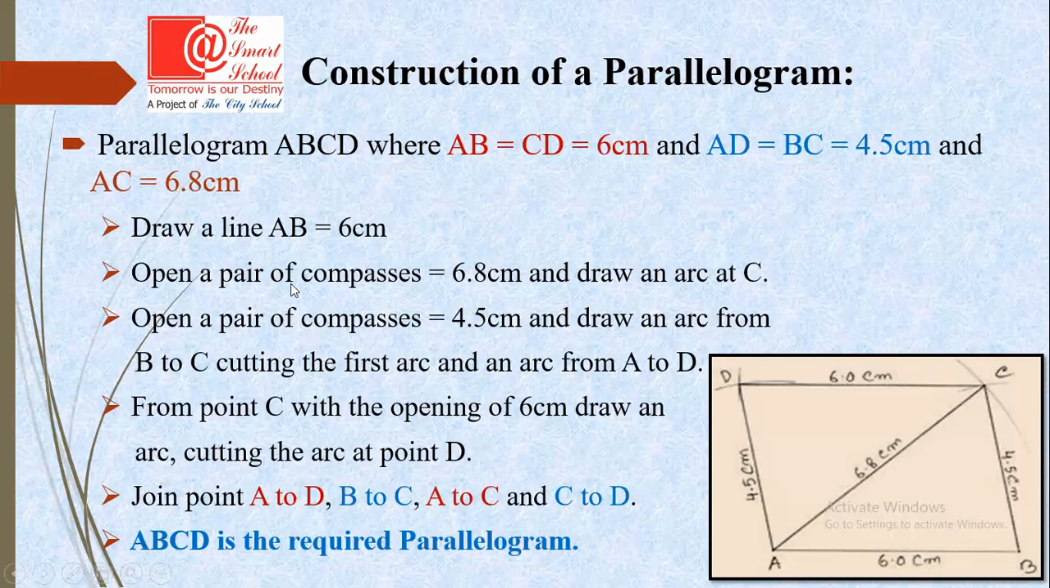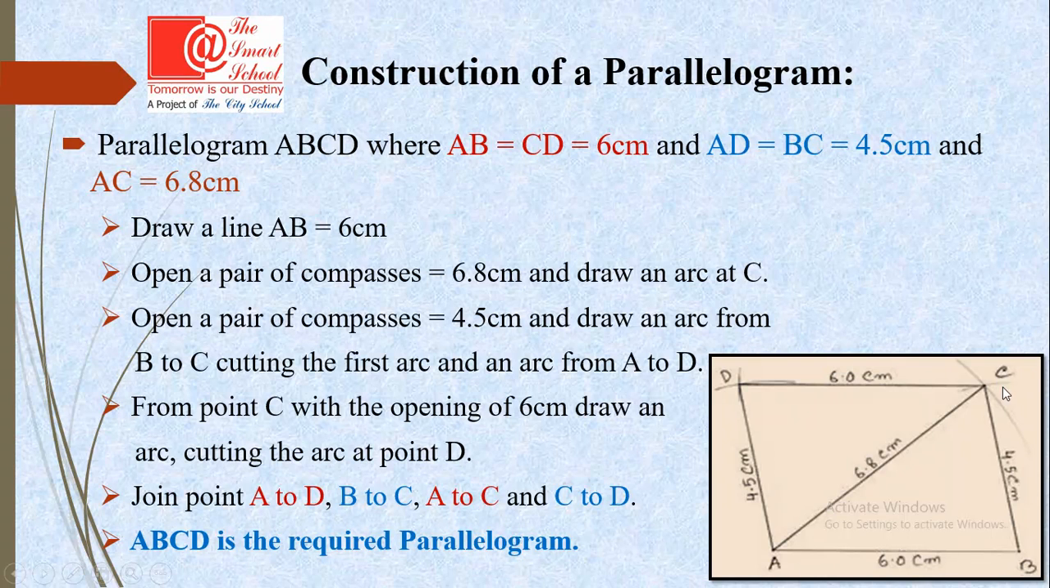Now open a pair of compasses 6.8 centimeter and draw an arc at C. So from A to C you will draw an arc. Then open a pair of compass with 4.5 centimeter and draw an arc from B to C. From B to C here. That will intersect the first arc.